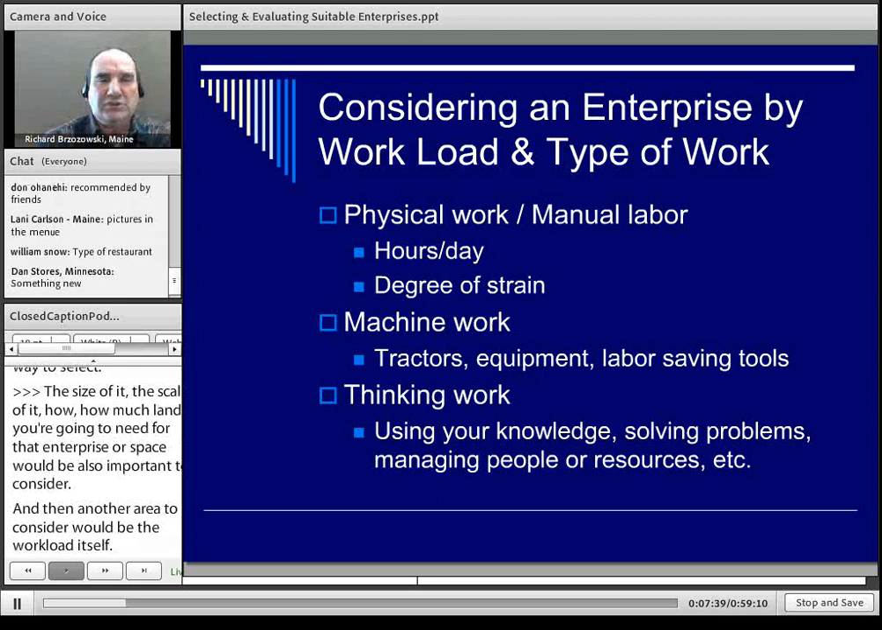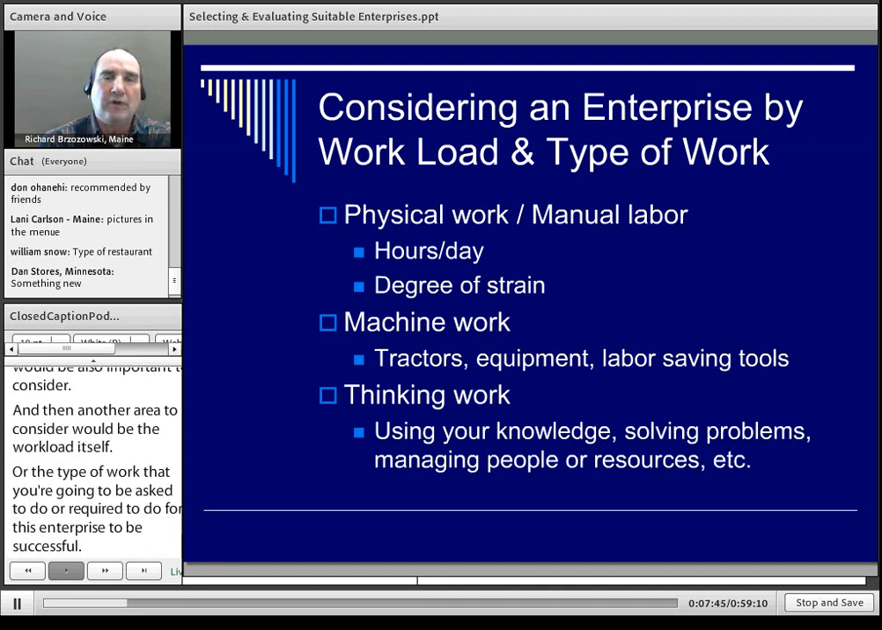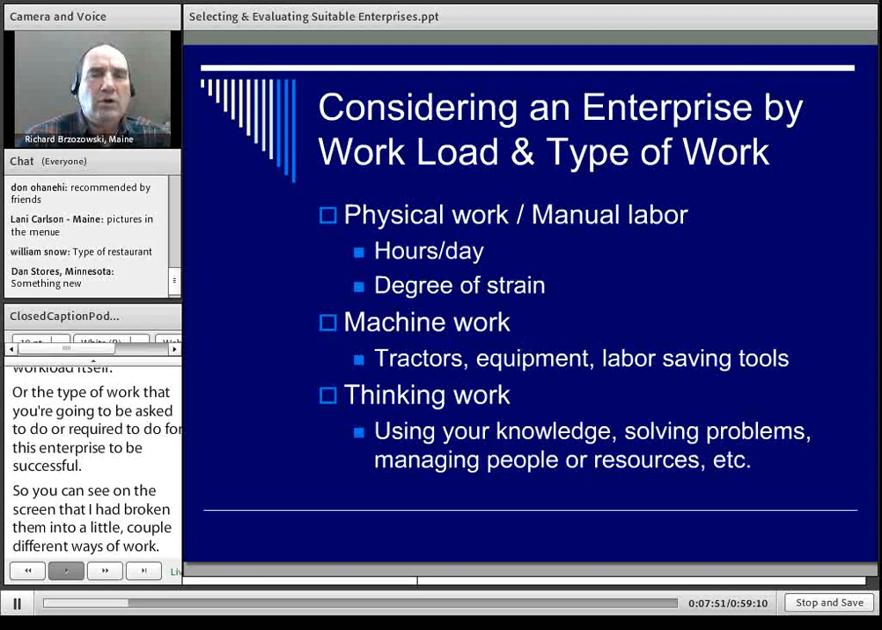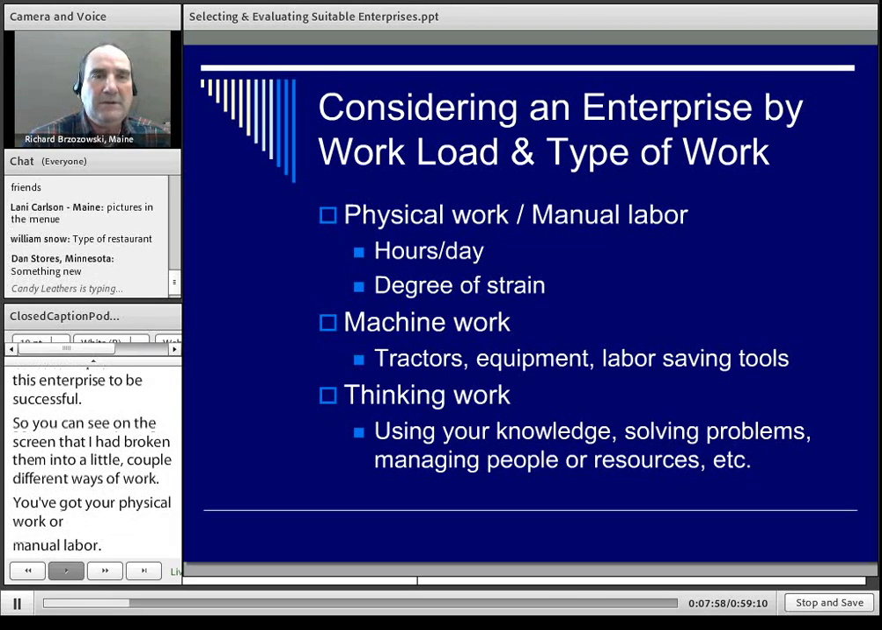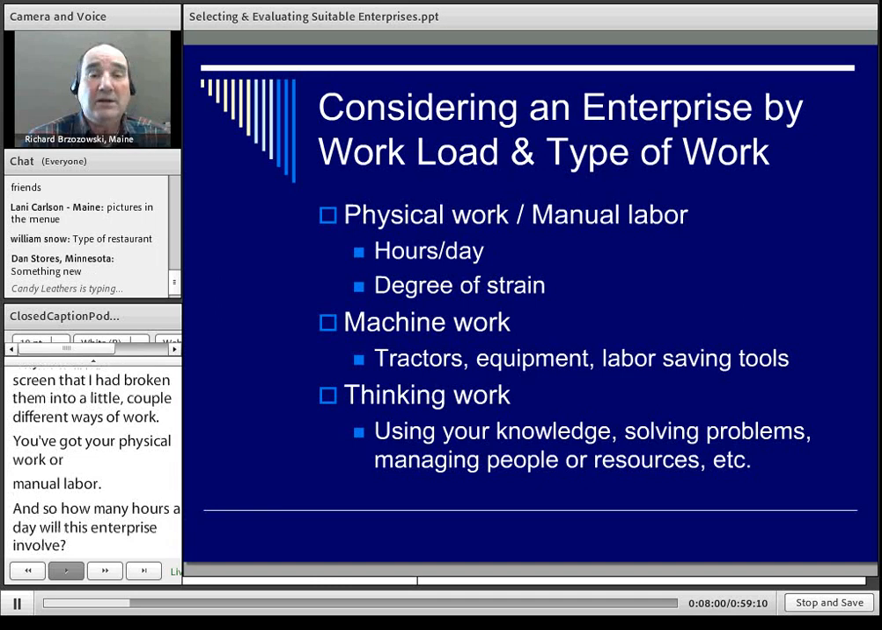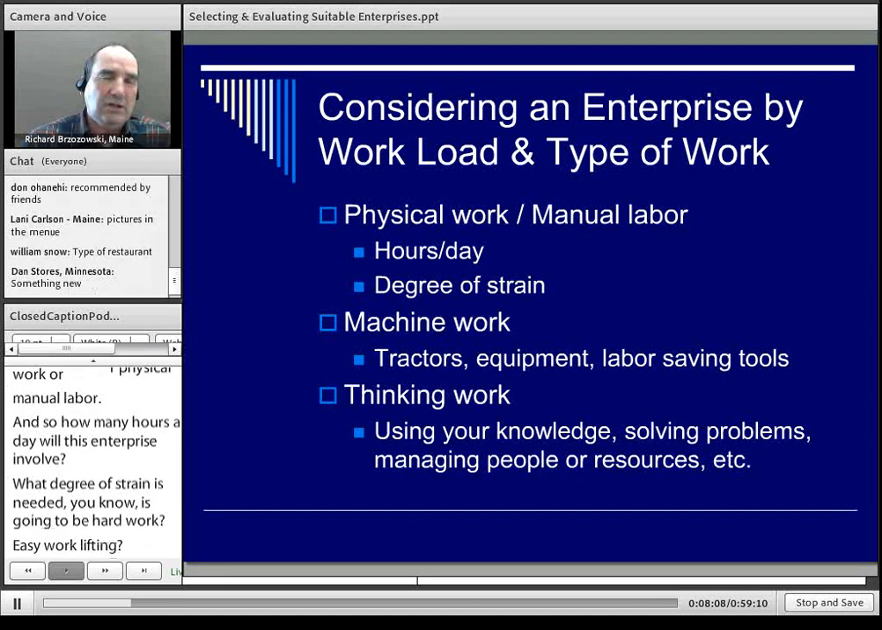So you can see on the screen that I've broken it into a couple different ways of work. You've got your physical work or manual labor. And so how many hours a day will this enterprise involve? What degree of strain is needed? Is it going to be hard work, easy work, heavy lifting, automated, whatever? So your physical work needs to be considered. Manual work, machine work too would be essential.